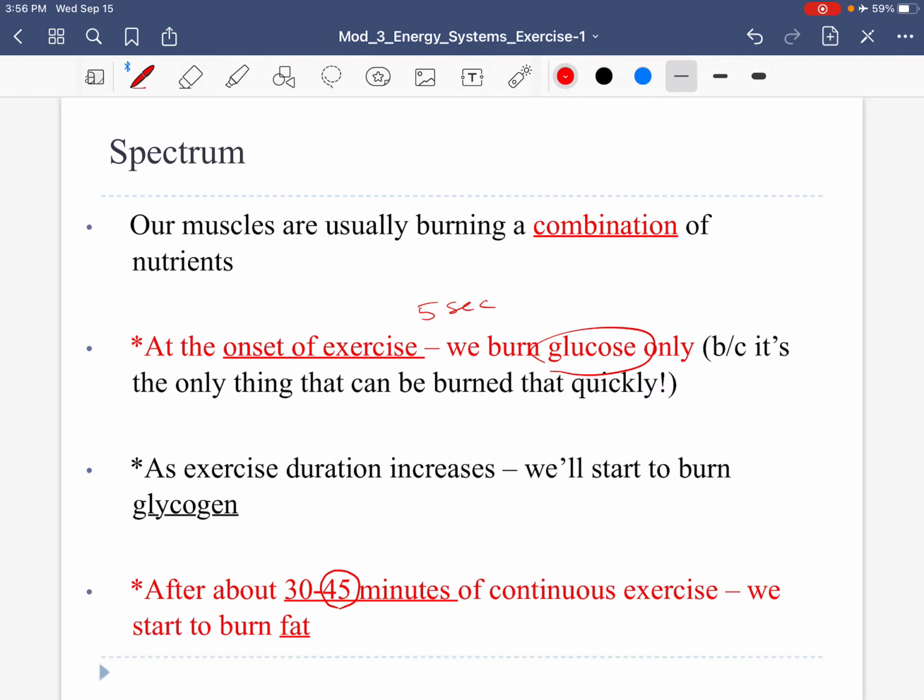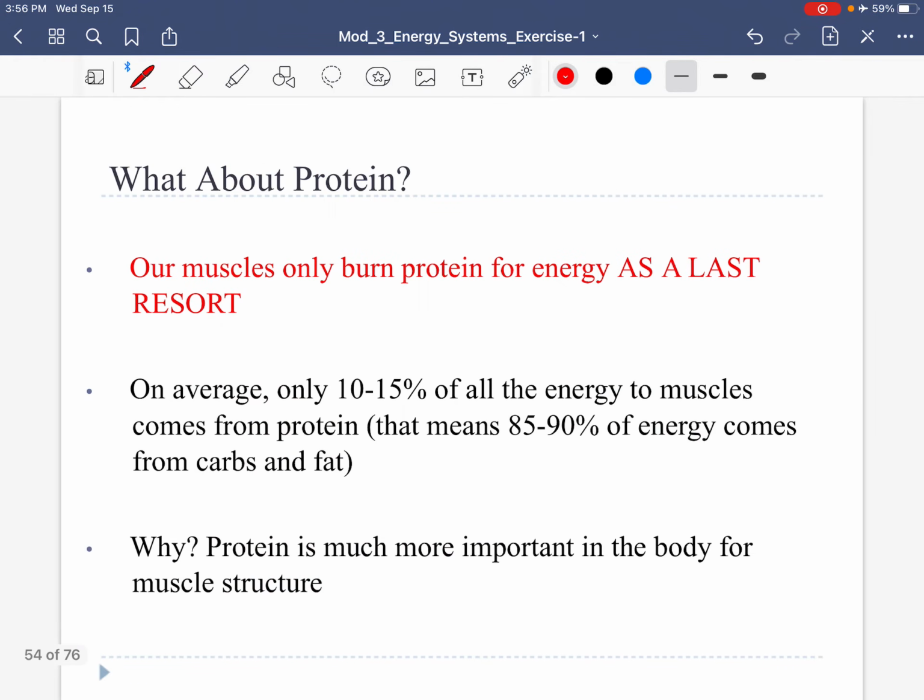What we're going to find, and I like this number better, is that after about 45 minutes of continuous exercise, we're really going to start to burn large amounts of fat. I'm going to add this as a qualifier. We burn fat sooner. I mean, sure, if you're exercising for 15 minutes, you're going to burn a little bit of fat. But I'm talking about large amounts of fat. We don't get to burn large amounts of fat until we're exercising about 45 minutes continuously. Please know that number.